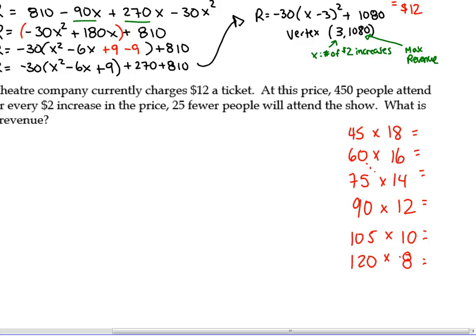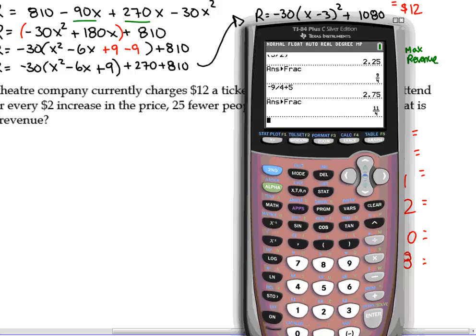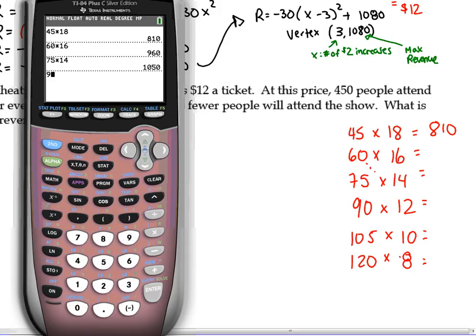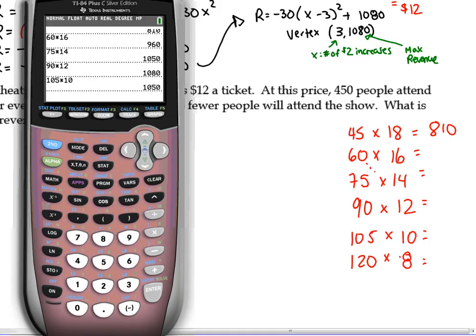But if you did that, did someone have a, oh, I have a calculator. It's on my computer. Convenient. Okay, so if we did 45 times 18, which was a revenue of 810, 60 times 16, 75 times 14. See what happens? 90 times 12, 105 times 10. It starts to go down again. Do you see that? It's a quadratic relationship. Then if I go 120 times 8, see our revenue starts to decrease. Okay, so you can do that to check your work. All right.